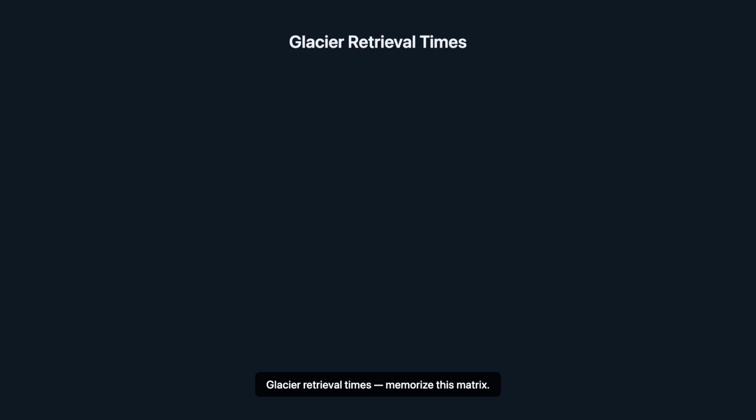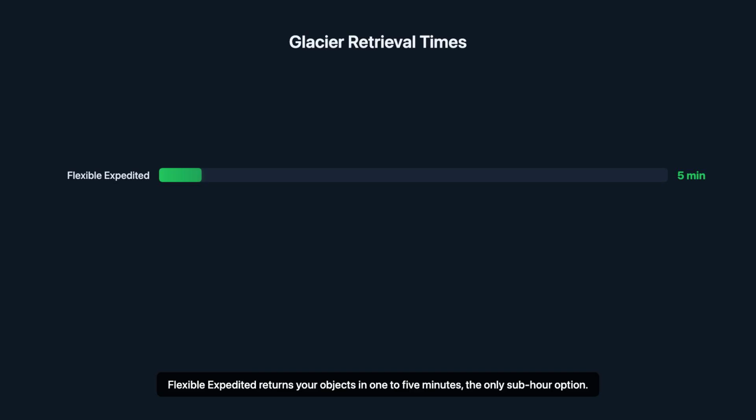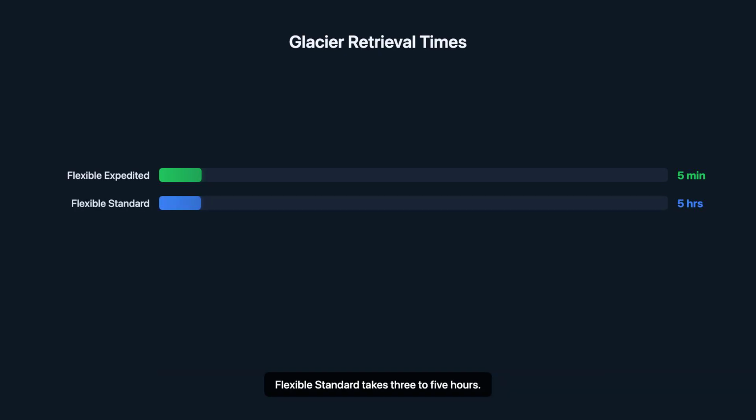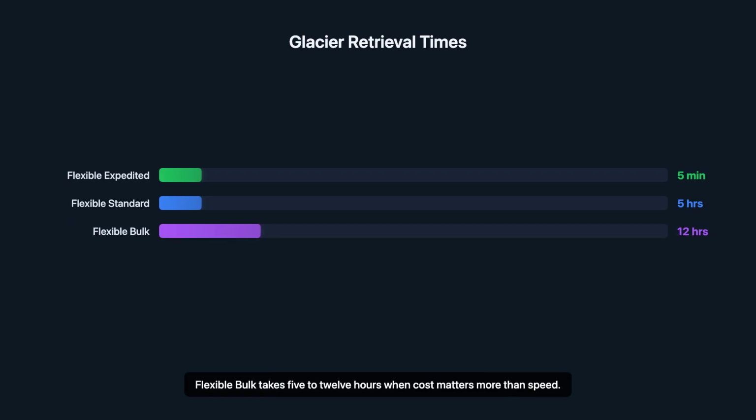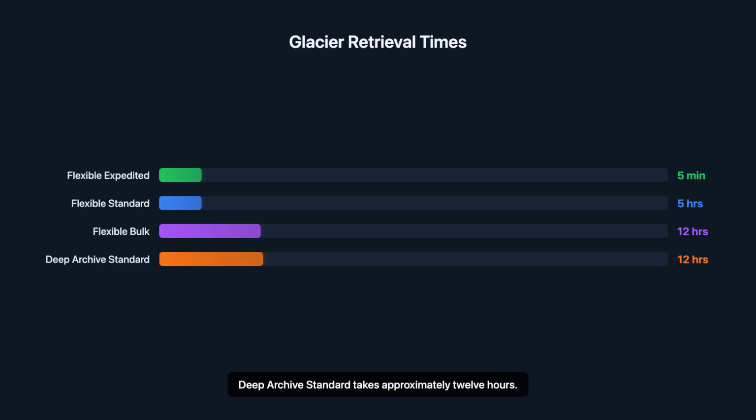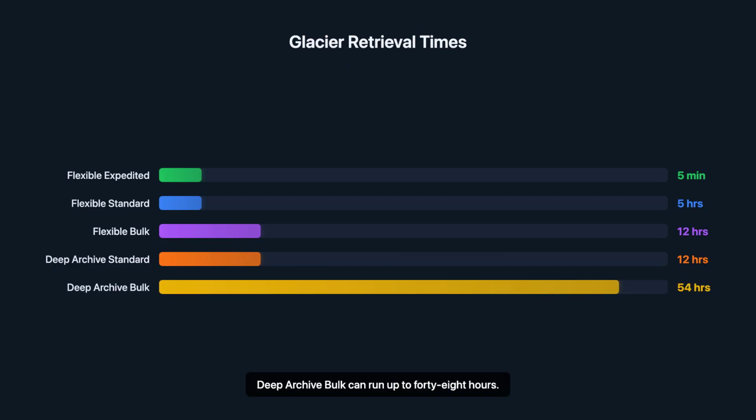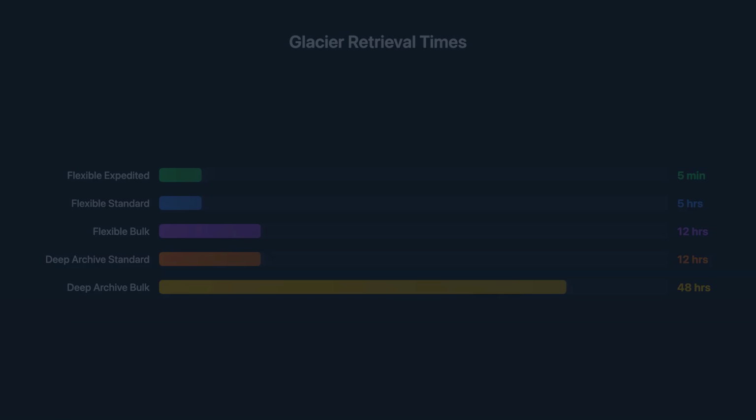Glacier retrieval times, memorize this matrix. Flexible expedited returns your objects in 1 to 5 minutes, the only sub-hour option. Flexible standard takes 3 to 5 hours. Flexible bulk takes 5 to 12 hours when cost matters more than speed. Deep Archive standard takes approximately 12 hours. Deep Archive bulk can run up to 48 hours. Match the retrieval window in the question to the right row.